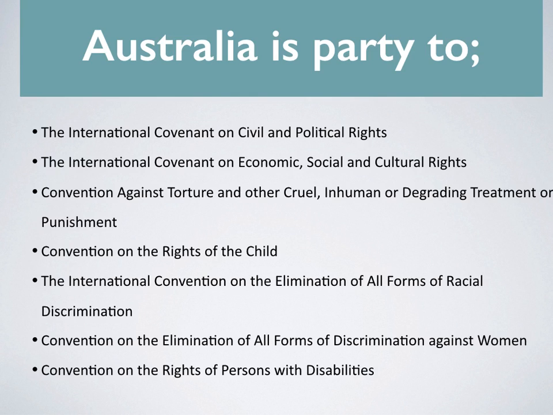International Covenant on Economic, Social and Cultural Rights, Convention Against Torture, the Rights of the Child. This is a pretty important one. The International Convention on Elimination of All Forms of Racial Discrimination, then Discrimination Against Women, and then Convention on the Rights of Persons with Disabilities.